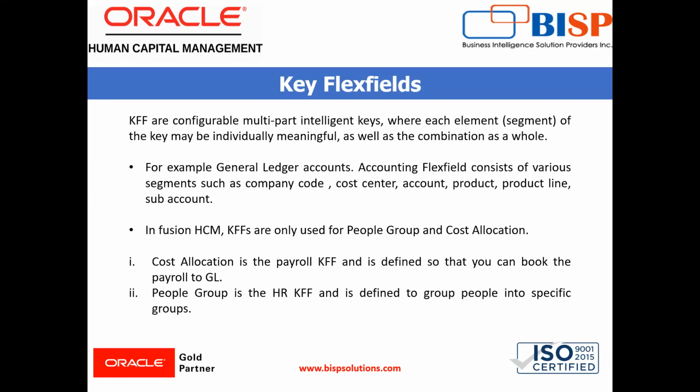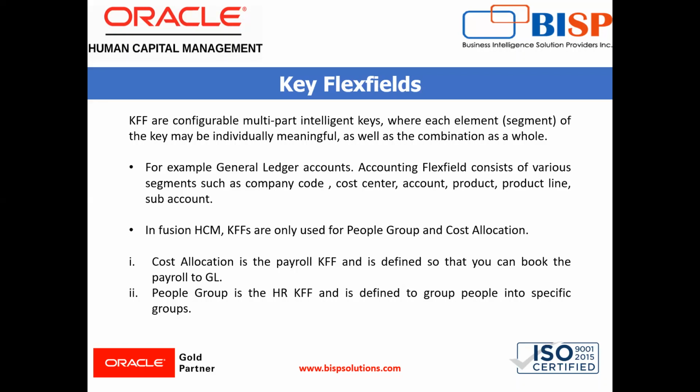So KFF are configurable multi-part intelligent keys where each element, or we can say segment of the key, may be individually meaningful as well as the combination as a whole. For example, the journal ledger accounting flex field consists of various segments such as company code, cost center, account, product line, and sub account. In Fusion HCM, KFF are only used for people group and cost allocation.